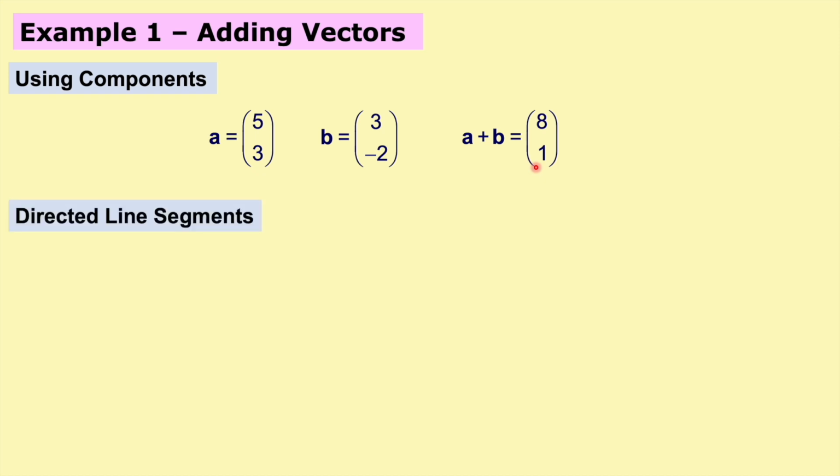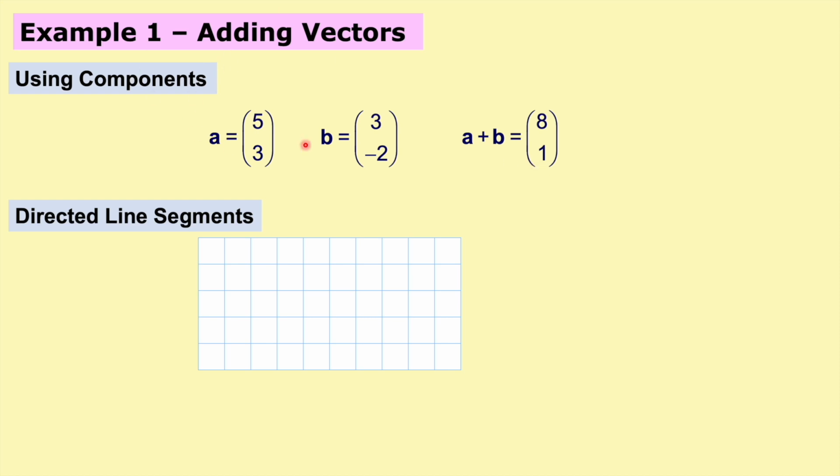And we can also add using our directed line segments. So for instance, if I was to draw out our vector A, 5 and then 3, meaning we're going along 5 and then up 3 to give us this. And remember that important arrow giving us the direction. So we're going along 5 and then up 3.